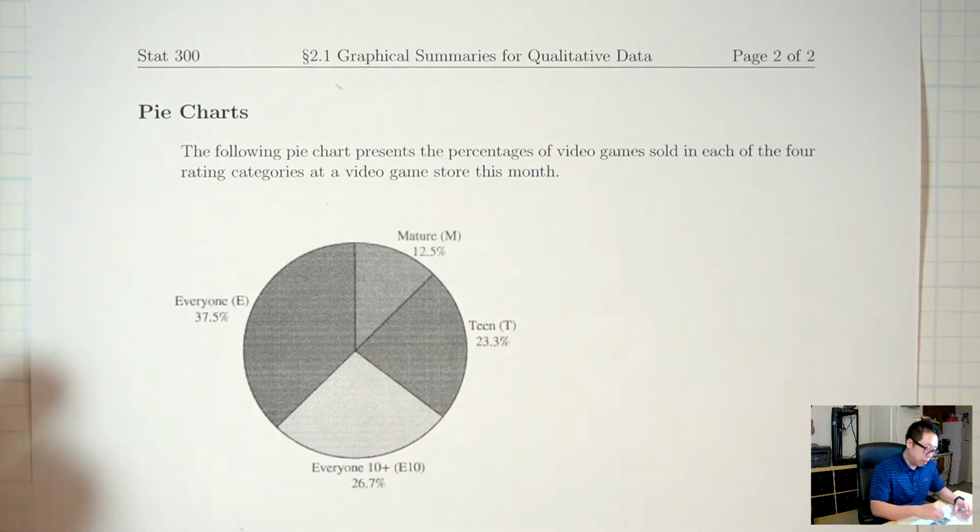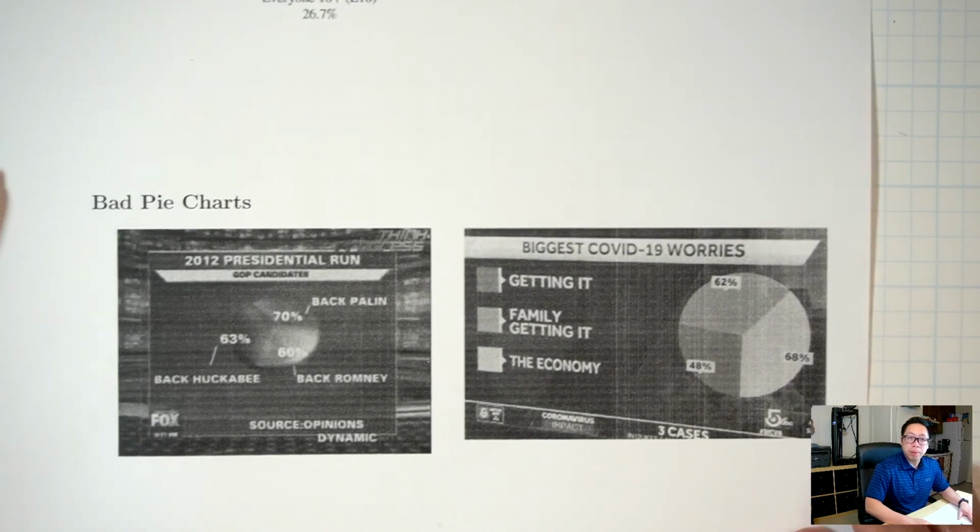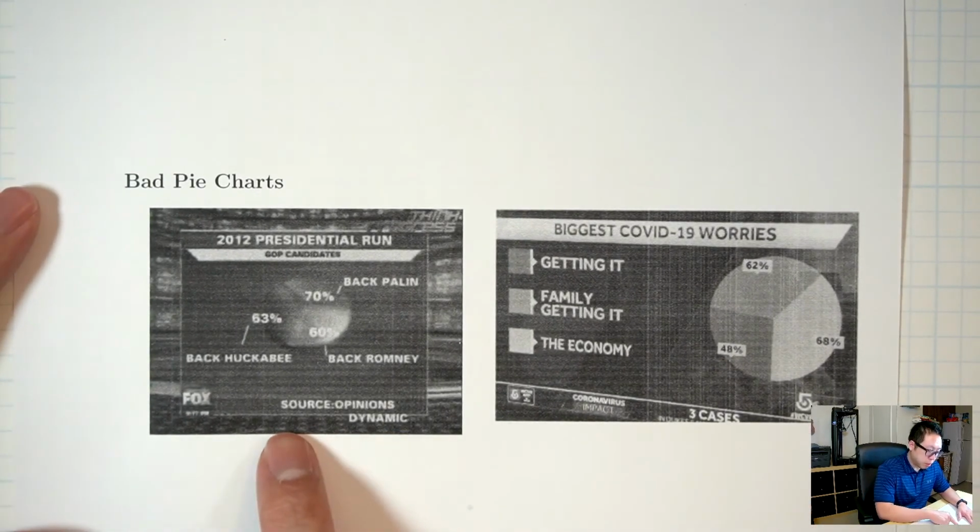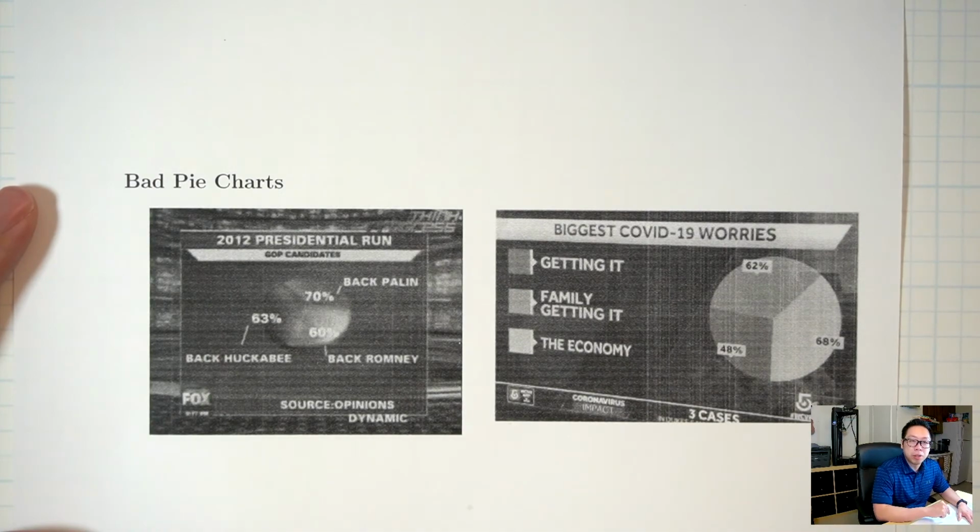At the bottom here, these are some bad pie charts. This is from 2012, and this was more recent. Stare at these and make sure you see why these are bad pie charts.